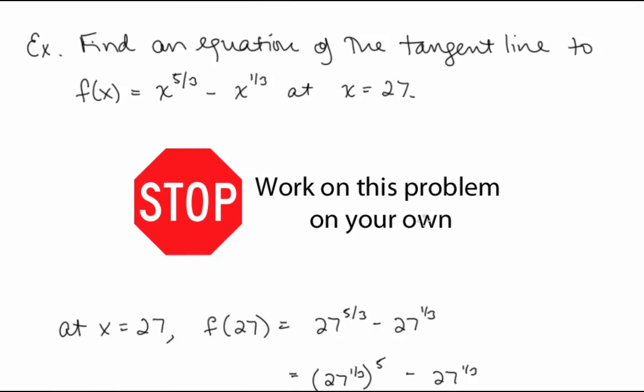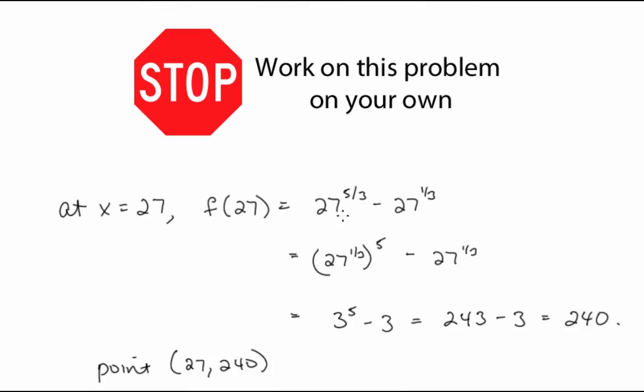Well, we know for an equation of the tangent line, we need to find the point of tangency and the slope at that point. So at x equals 27, f of 27, the y value here, is going to be 27 to the 5/3 minus 27 to the 1/3. 27 to the 5/3 can be computed as 27 to the 1/3, then to the 5th, so that's 3 to the 5th, or 243. And 27 to the 1/3 is just 3, and so that's minus 3 here, and so we have a y value of 240. So the point of tangency is 27, 240.